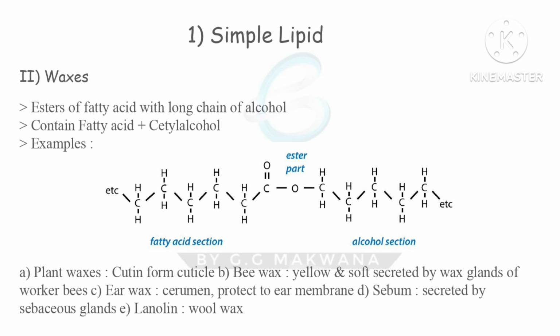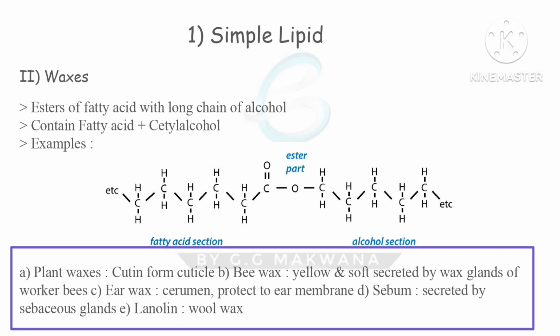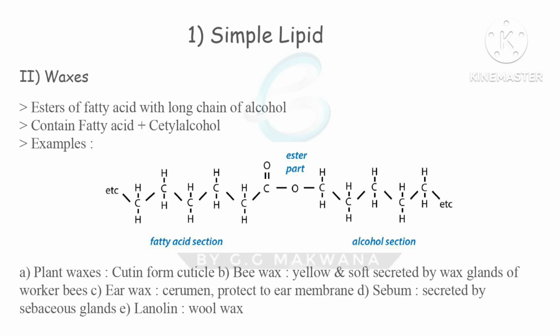Here are some examples. Plant wax, which is cutin, the outer layer of plant cells. Then beeswax, which is yellow and soft, secreted by the wax glands of worker bees. Then ear wax, cerumen, which protects the ear membrane. Then sebum, secreted by the sebaceous glands, which are mainly present on the face. Then lanolin is a wool wax.